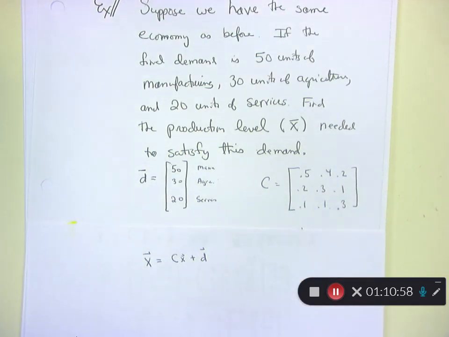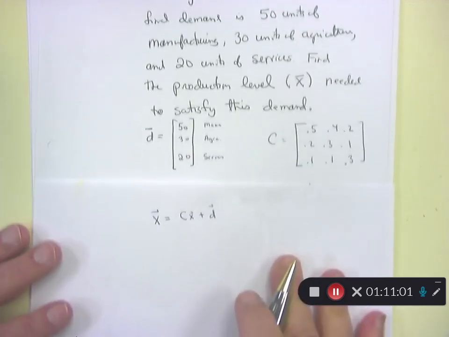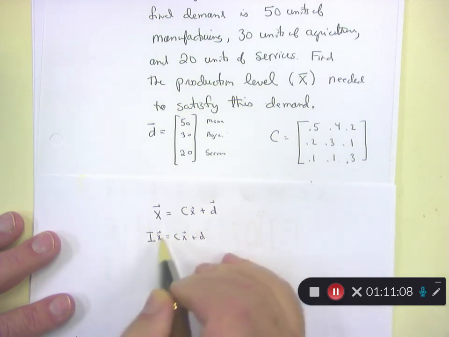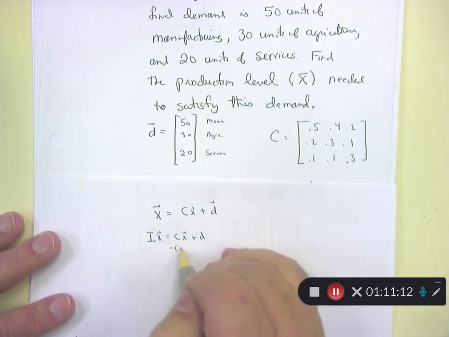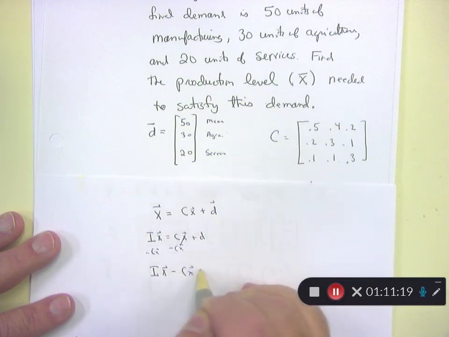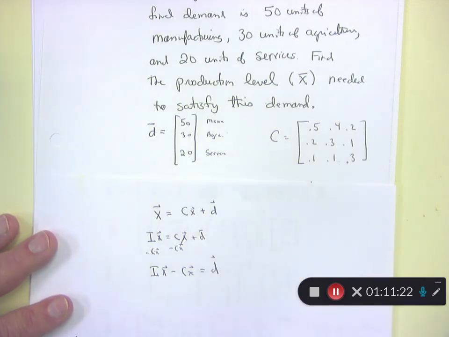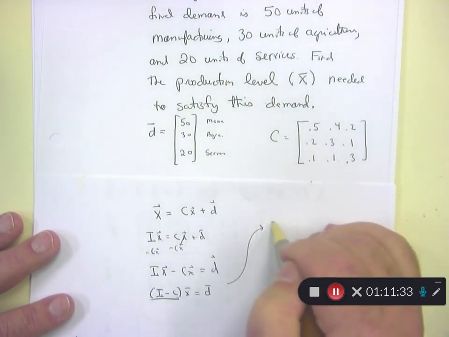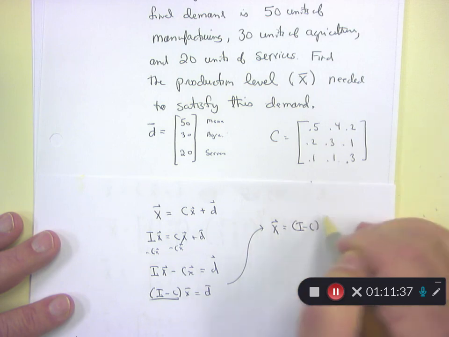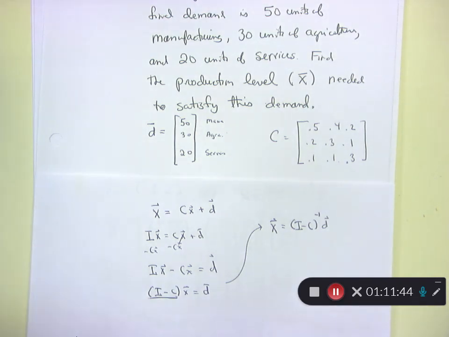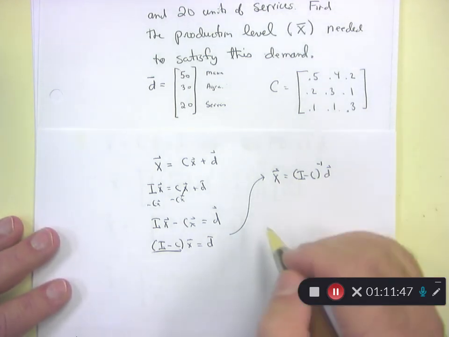How are you going to solve for X? We solved this equation just a few seconds ago. Let's do it again. I times X equals CX plus D, which gives me like terms. Then I subtract CX from both sides, which gives me I times X minus CX equals D. Now I've got the demand vector D by itself. I can factor out the X, so I have I minus C times X equals D. What's going to kill off that I minus C? The inverse. So X is equal to I minus C inverse times D. Does that make sense? That's how I solve for X.